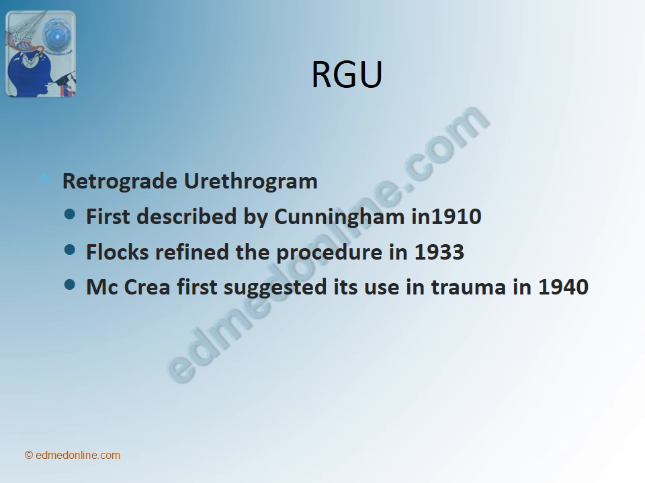The main investigation which is used to diagnose a urethral injury is an ascending urethrogram, which is correctly termed a retrograde urethrogram. This was first described by Cunningham in 1910. Flox refined the procedure in 1933, but Macria was the first to use it in patients of urethral trauma in 1940.